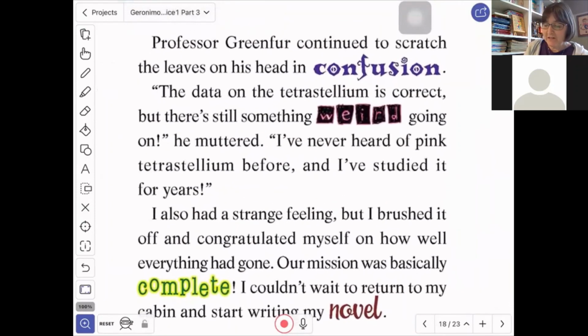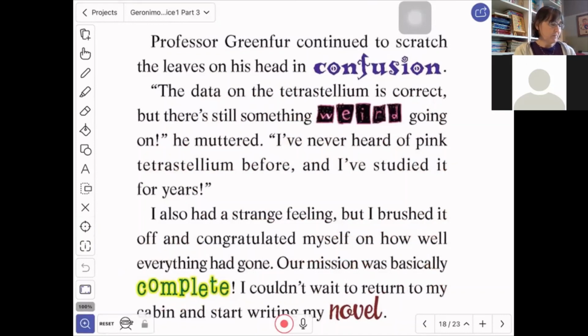Professor Greenfur, this is our last page today. Professor Greenfur continued to scratch the leaves on his head in confusion. "The data on the tetrastellium is correct, but there's still something weird going on," he muttered. "I've never heard of pink tetrastellium before, and I've studied it for years." I also had a strange feeling, but I brushed it off and congratulated myself on how well everything had gone. Our mission was basically complete. I couldn't wait to return to my cabin and start writing my novel.